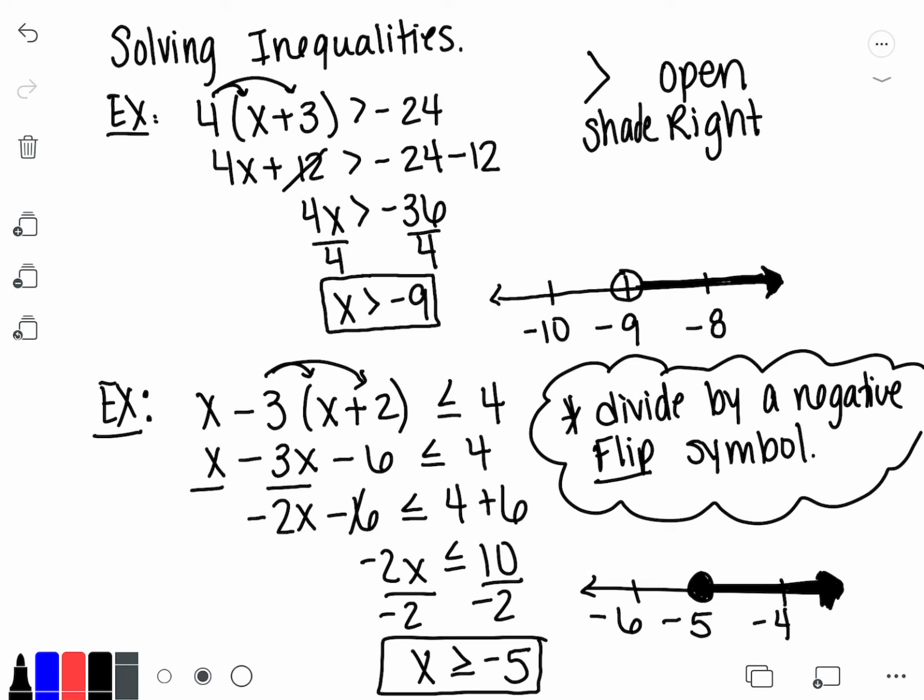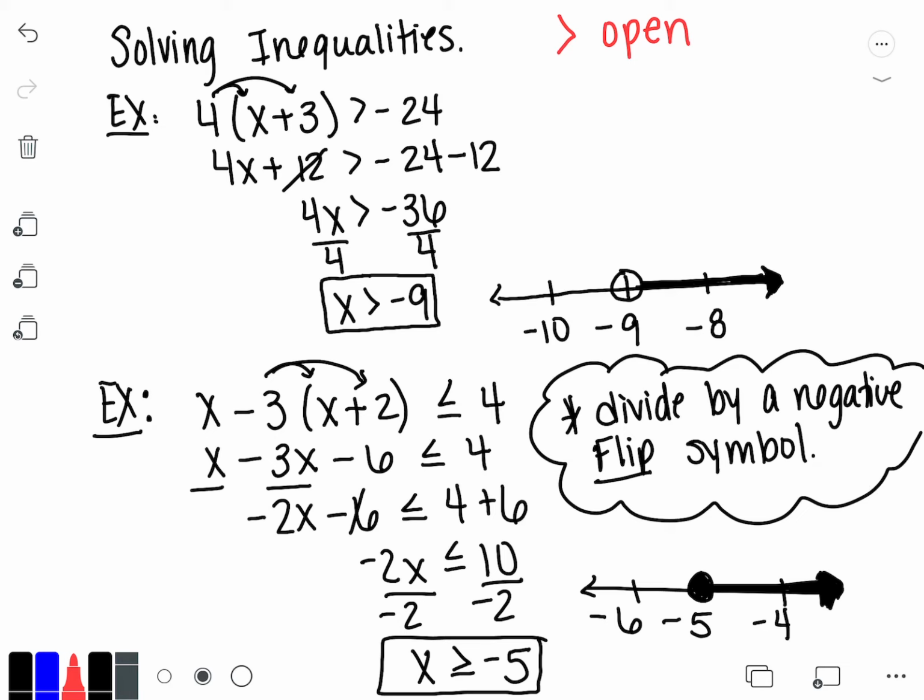So just remember, if you have a line under, you're going to do a solid circle. So I might put a little note up here. I'll do it in red. So we had greater than is open. Less than would also be open. Greater than or equal to is closed. Less than or equal to is also closed.